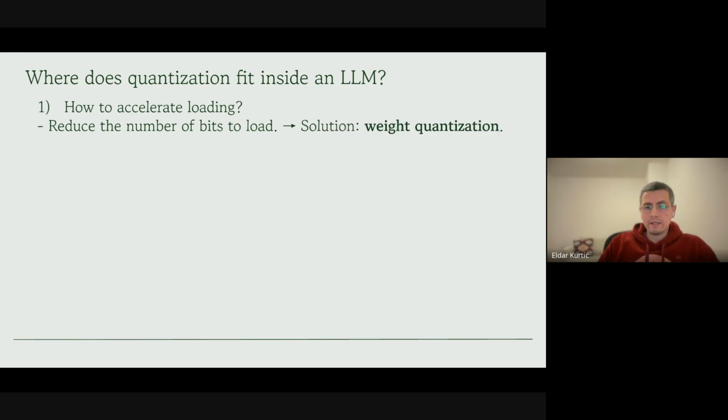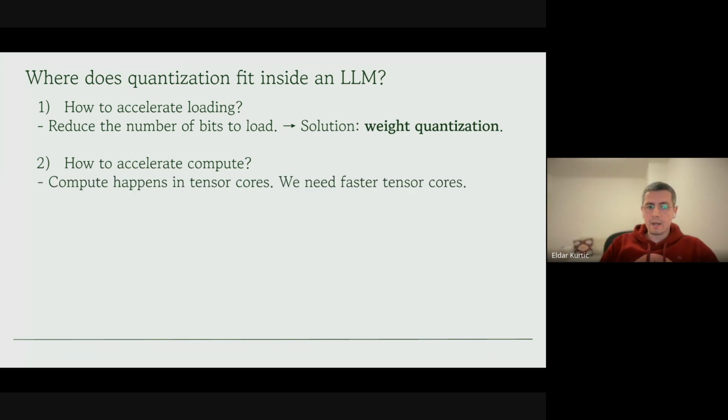Because we are loading only weights, that means that we only need to do the weight quantization in order to optimize for this specific bottleneck here on the loading part. The second bottleneck that we discussed is the computation part, which happens in tensor cores. Because it happens in tensor cores, all tensor cores also come with a predefined number of flops that they can run on. So we need to find a way to have more flops in our tensor cores.